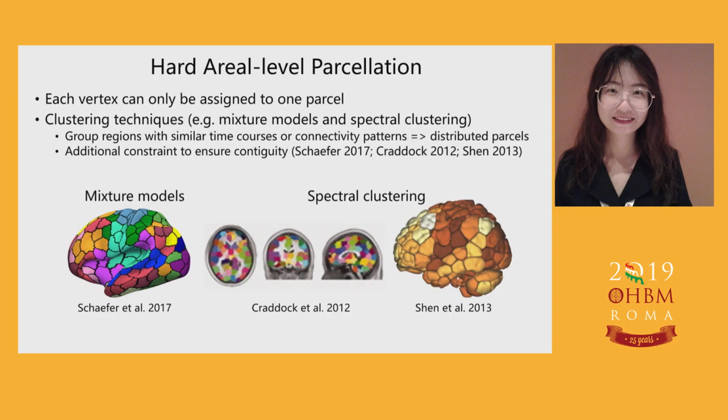For example, in the Schaefer parcellation, we have to add an additional constraint, like saying the vertices with similar x, y, z coordinates are more likely to be grouped into the same parcel, to ensure the spatial contiguity.